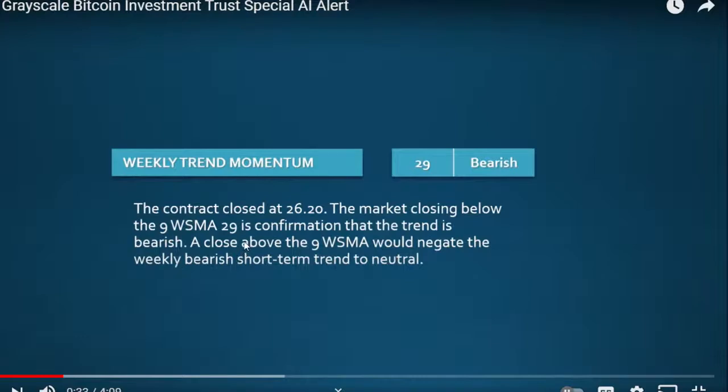So this filter tells you that the price trading below the weekly trend momentum is bearish, but it also tells you that if it closes above this price, it negates this bearishness to neutral. And then obviously another close above 29 activates the buy trigger for that pattern. Let's follow the rest, and I can get into more detail.